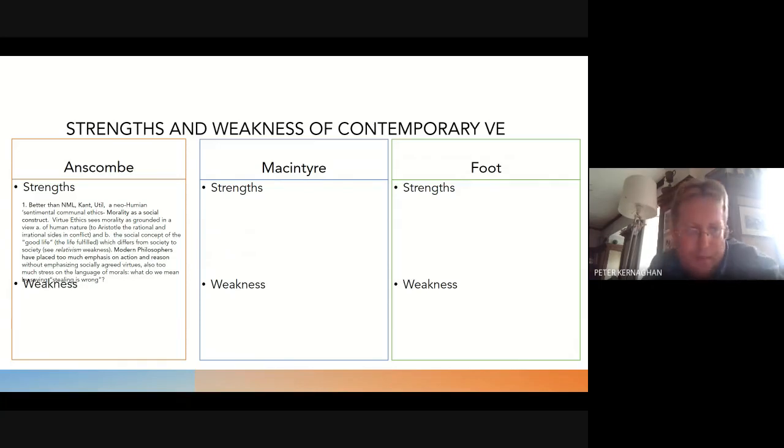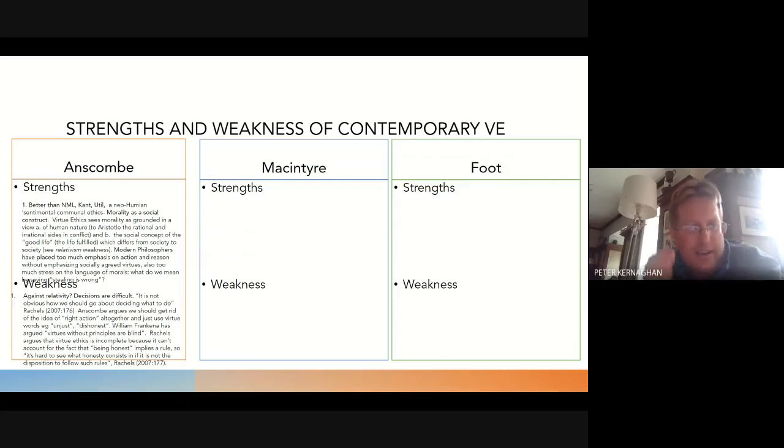Now, the weakness of Anscombe's approach is the relativity that's built into it. It's culturally relative. And when anything is relative, it becomes fuzzy. Decisions are difficult. It's not obvious how we go about deciding between right and wrong. James Rachels says Anscombe argues we should just get rid of the idea of right action, the utilitarian idea of right action altogether, and use virtuous words like an unjust or a dishonest person. Another philosopher, William Frank Hanna, has argued virtues without principles are blind. It's a great phrase: virtues without principles are blind.